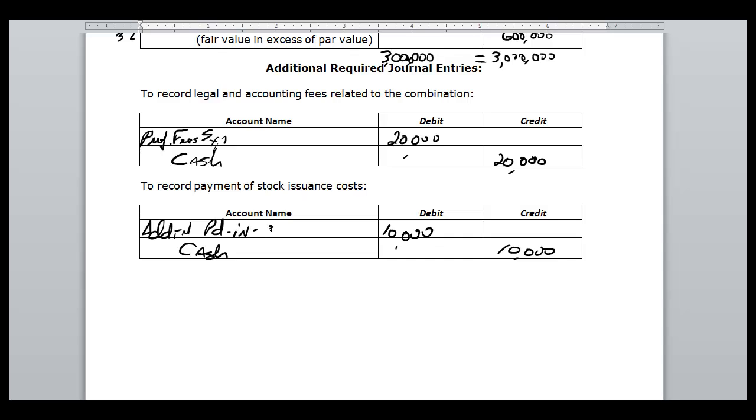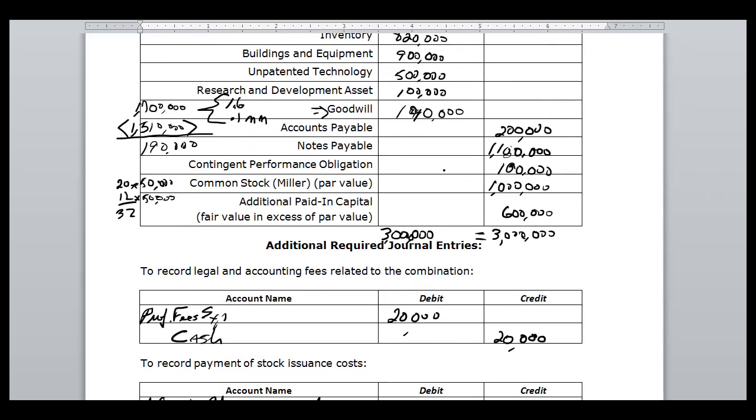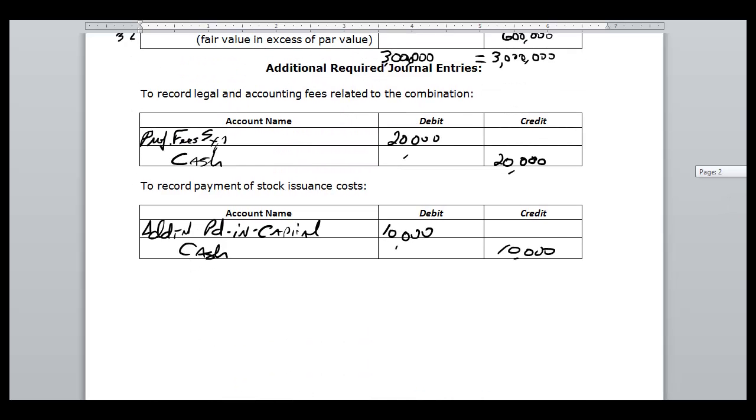Now let's think about why that is. To buy this company, to buy the stock of Richmond, Miller's not paying cash. They're issuing stock, and so we know that stock was valued at 1.6 million. Okay, the market value of it was 1.6, and so if anything we do relative to that stock, we just want to take it against the additional paid-in capital. I don't know if logically that makes sense. It makes sense to me, but that's the reason we're debiting additional paid-in capital as opposed to debiting some sort of expense account.